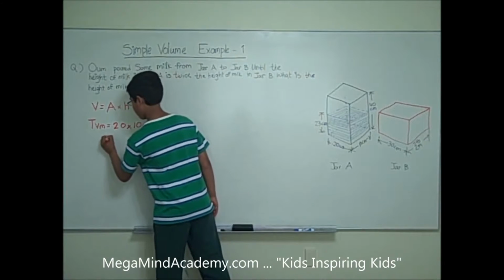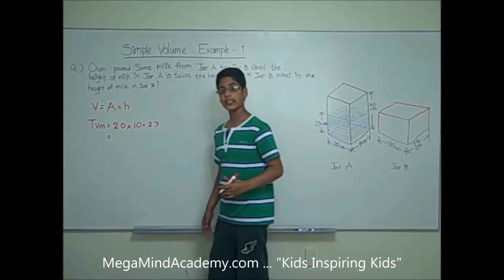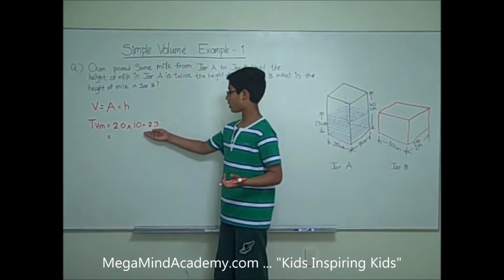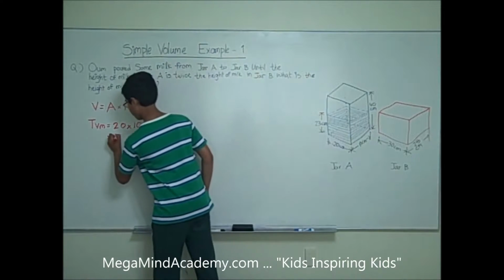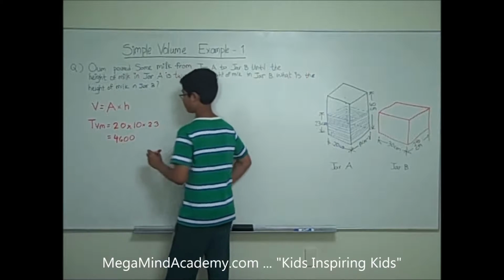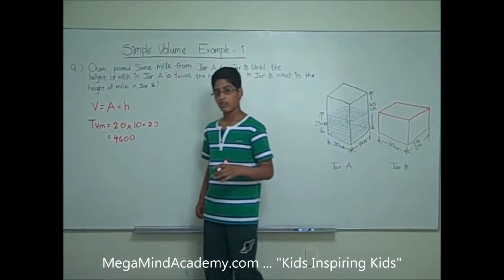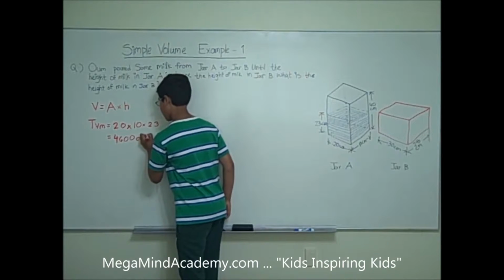This is equal to 20 times 10 is equal to 200 times 23 is equal to 4,600 centimeters cubed.